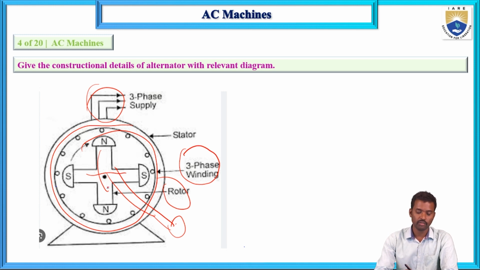And there is a magnetic field set up, and the rotor rotates. This rotor current sets up the flux. This flux cuts the stationary stator conductors, and an induced EMF will be developed. I explained that in the previous lecture: the construction and working principle of the alternator.